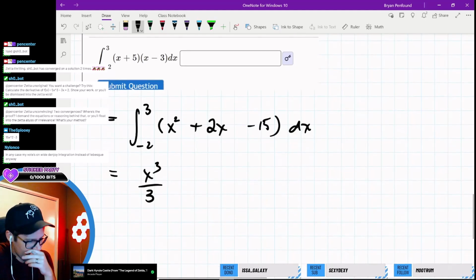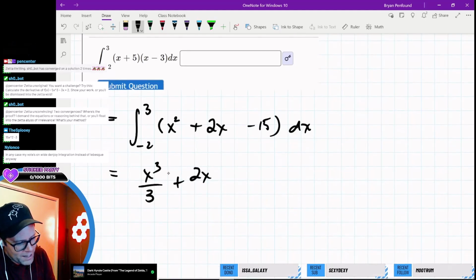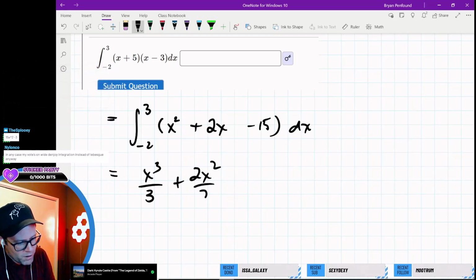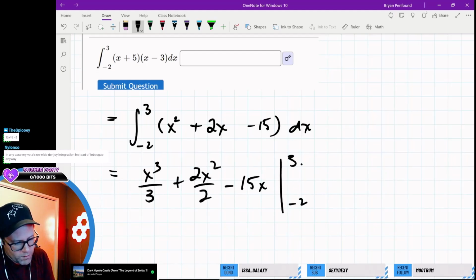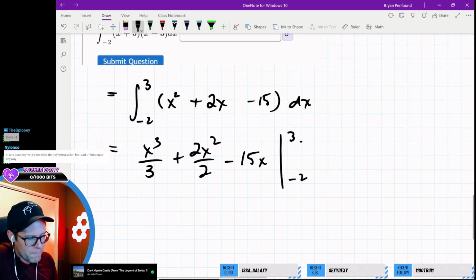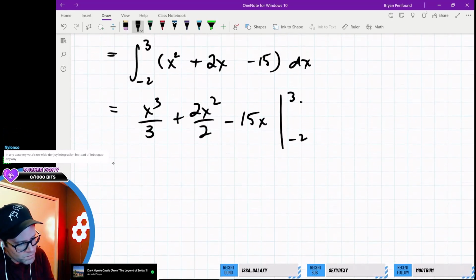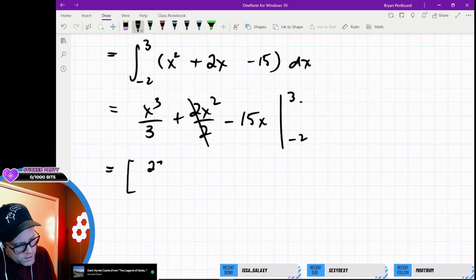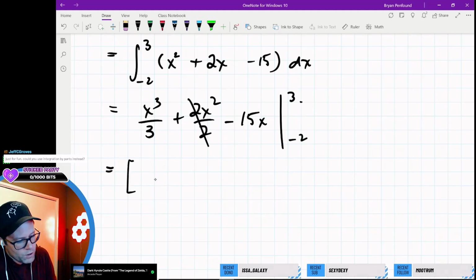All right, so we've expanded. Let's go ahead and find an antiderivative. We'll go x cubed over 3. We'll do a 2x squared over 2, and let's do a 15x. And we need to evaluate this antiderivative with an upper bound of 3 and a lower bound of -2. So let's get rid of these 2's. And we have something like 3 cubed. So 3 cubed is 27, right? 3 times 3 times 3. So 27 over 3 is 9.